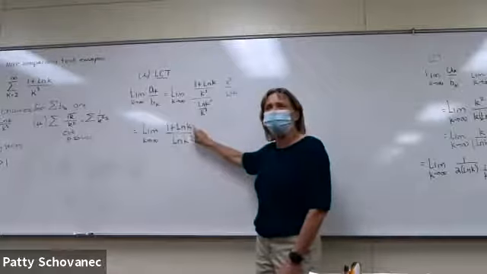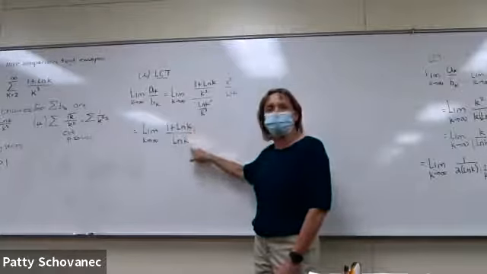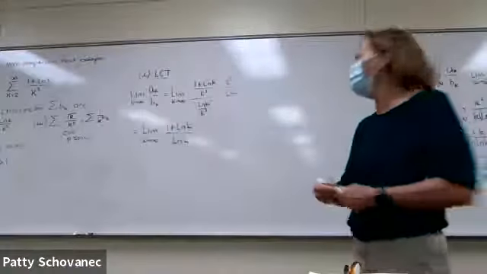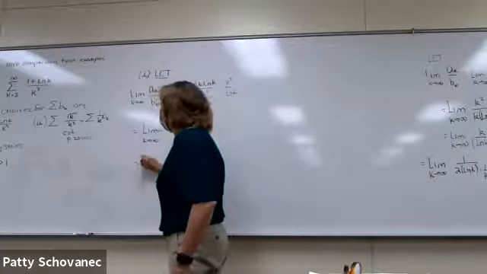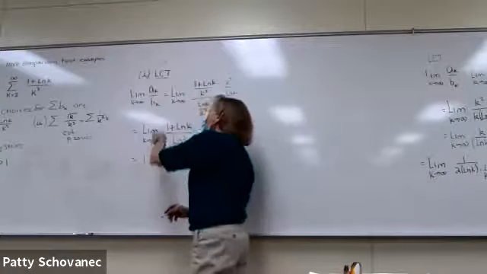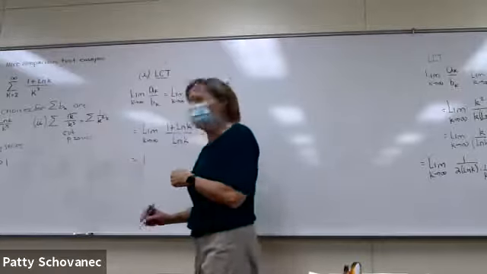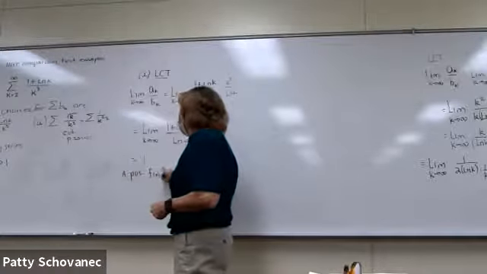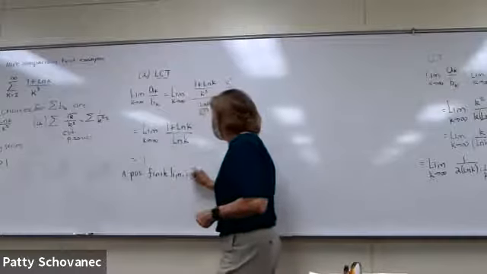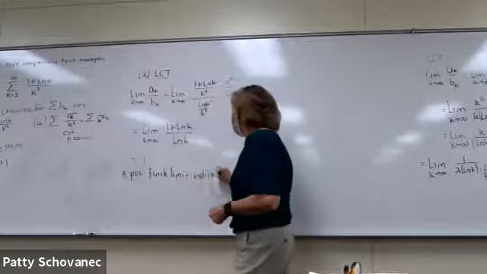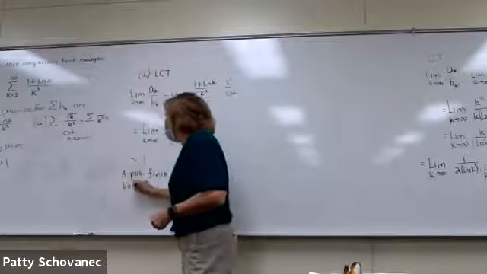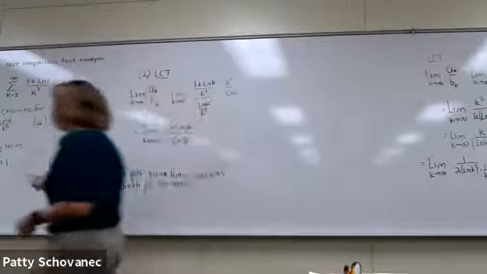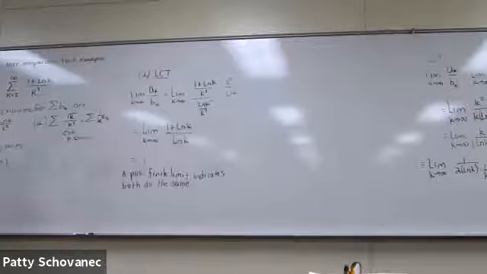If you don't believe it, if you do L'Hopital's rule, you get 1 over x over 1 over x, or 1 over k over 1 over k. So L'Hopital's rule also gives us a limit of 1. In the limit comparison test, anytime you get a positive finite limit, our conclusion is both series do the same thing. This one converges, so our given series converges.